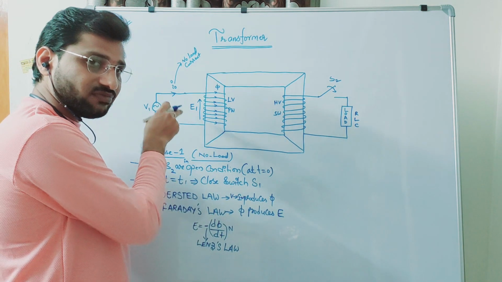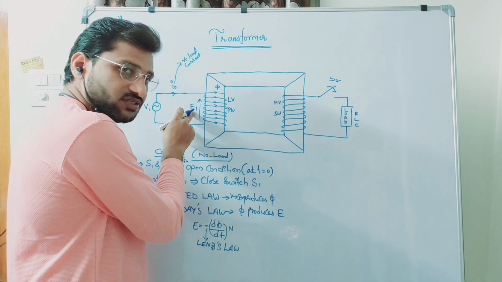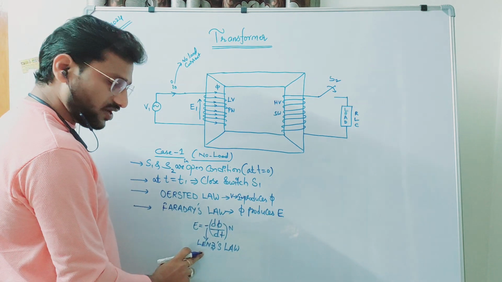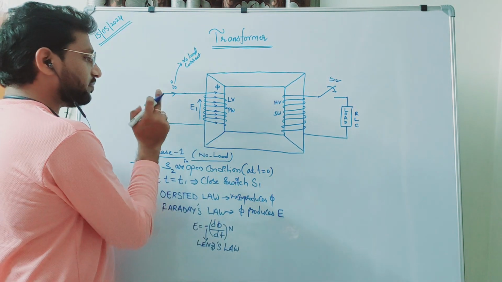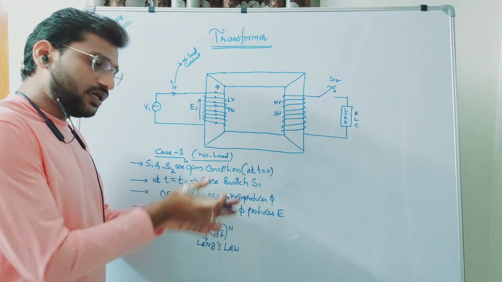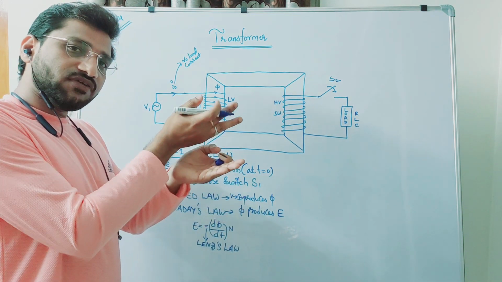That quantity is given by Faraday's law, whereas the direction of this EMF E1 is given by Lenz's law. So what Lenz's law is saying is that the produced quantity will oppose the very cause of it.